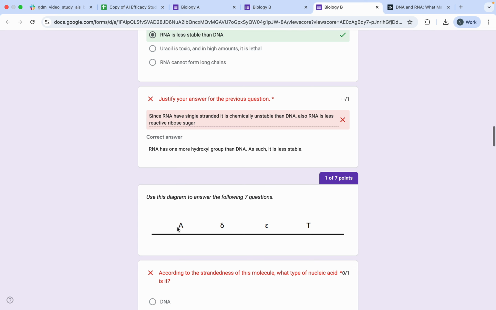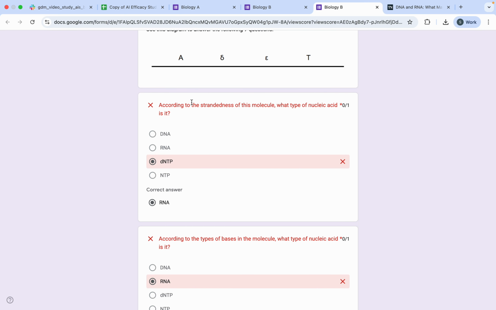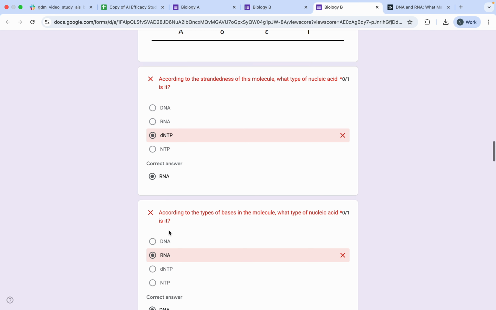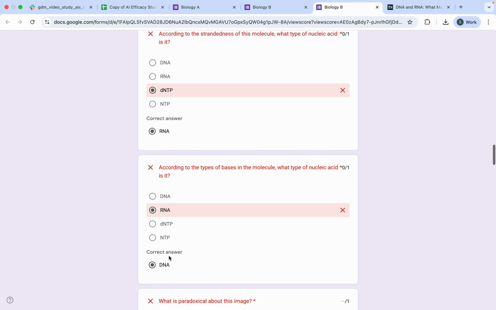Use this diagram to answer the following 7 questions. According to the strandedness of this molecule, what type of nucleic acid is it? It is RNA, not DNA. So it is RNA. According to the type of bases in the molecule, what type of nucleic acid is it? So it is also RNA. RNA is what I have marked, so the correct answer is DNA.